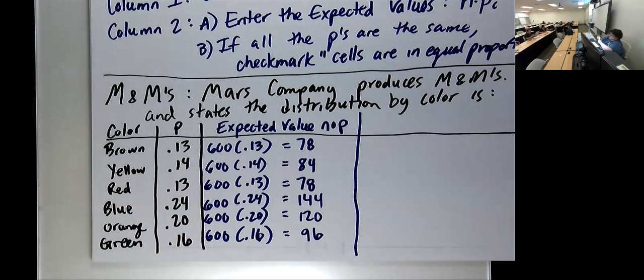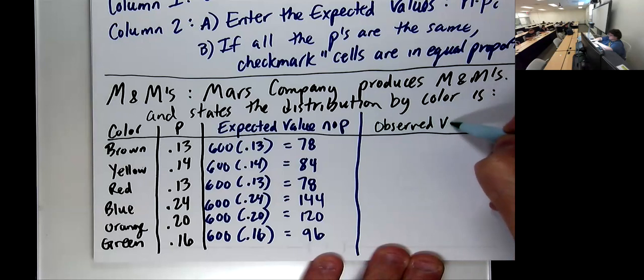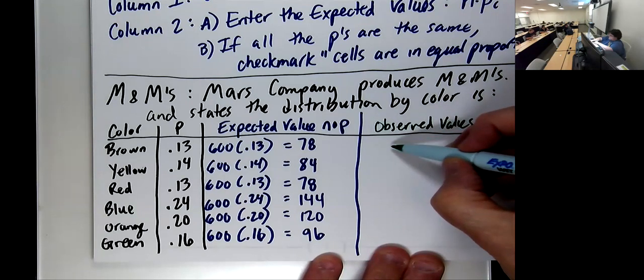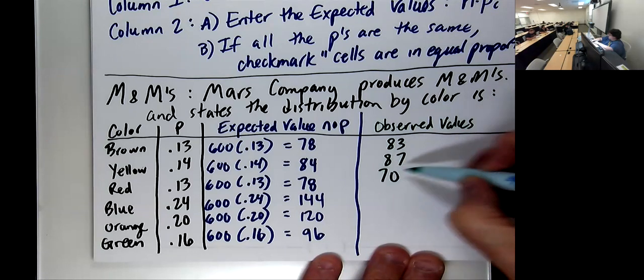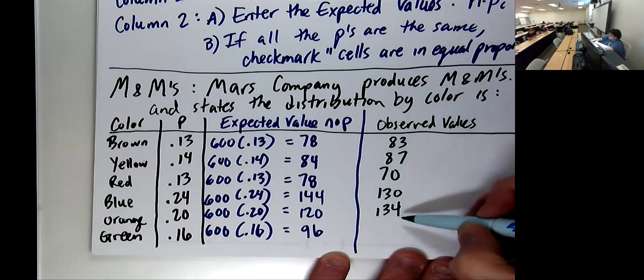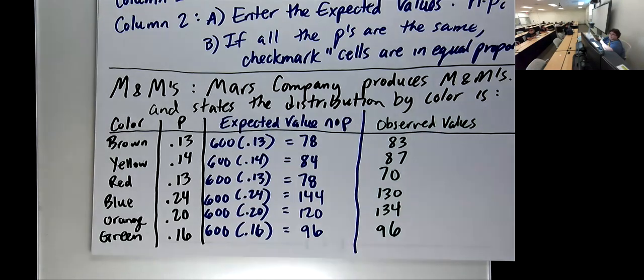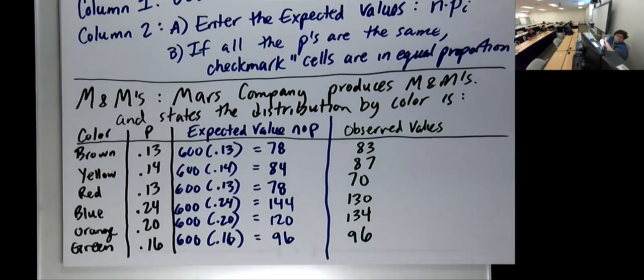Now, our observed values are thus. We had 83 brown, 87 yellow, 70 red, 130 blue, 134 orange, and 96 green. Is the 600 just like a random number? Yeah. It was 600 M&Ms that we had. So here it's however many you collect in the sample.